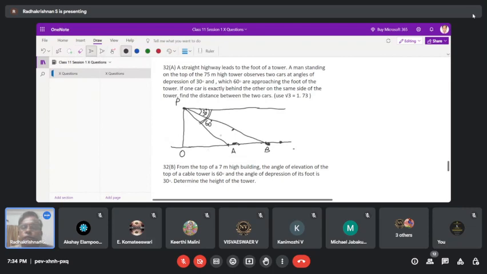Now what is asked? One car is exactly behind the other on the same side of the tower. Find the distance between the two cars. So you have to find this distance. The height is also given as 75 meters. So anybody can solve this?